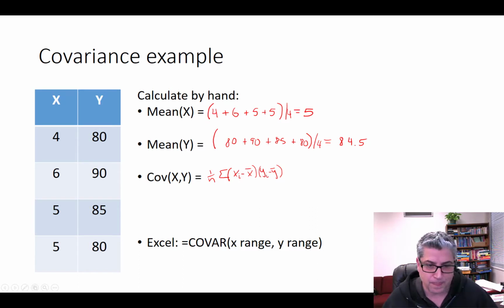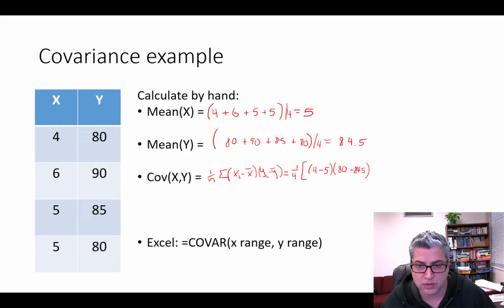So let's plug in some values then. Let me get my little pen. Here we go. It's going to be 1 over 4, because n is 4. And then we've got the first x, that was 4, minus the average, which was 5, times the y value of 80 minus the average. Okay, so that's our first term in this average that we're calculating.